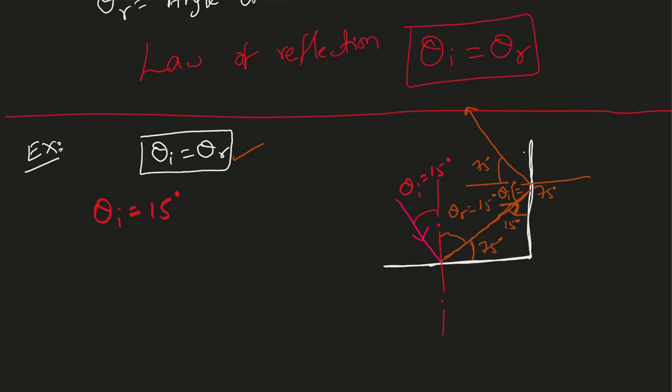So the final angle, you can say theta R, is 75 degrees, but the question he's asking about is what angle the outgoing beam makes with the second mirror. So he's talking about the angle right here, between the beam and the mirror, so this must be 15 degrees right there.